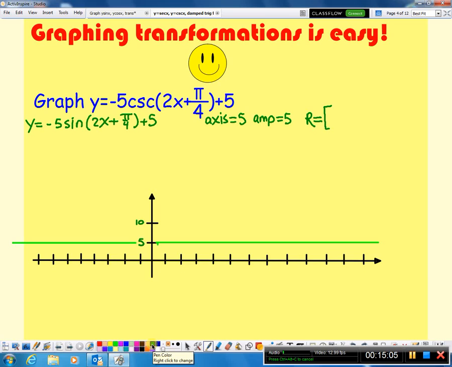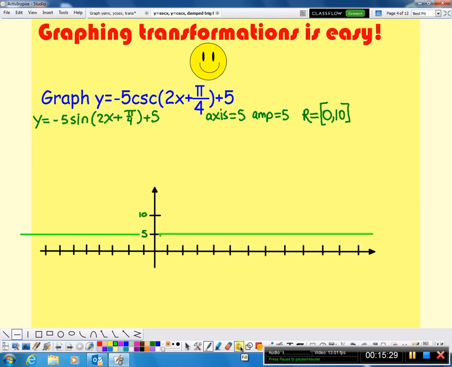If I go from my axis, which is at y equals 5, and I drop down the amplitude, my lows are going to be at 0. And if I go from 5 up the amplitude, my highs are going to be at 10. So that's why I really just need guidelines at 0, 5, and 10. So now the y stuff for my sine wave is determined.